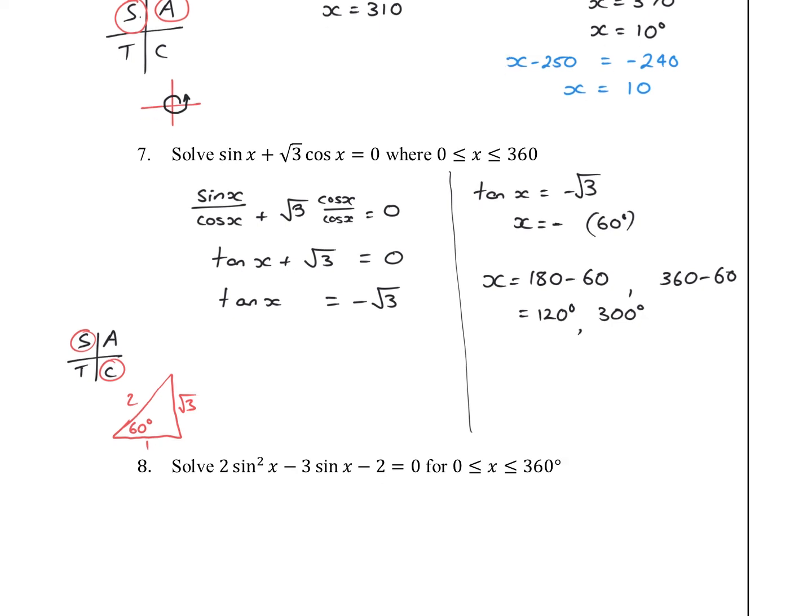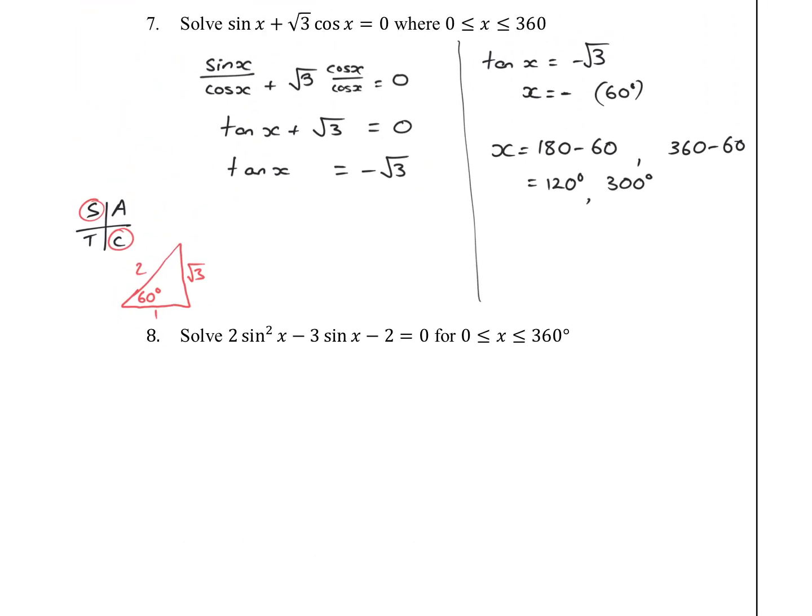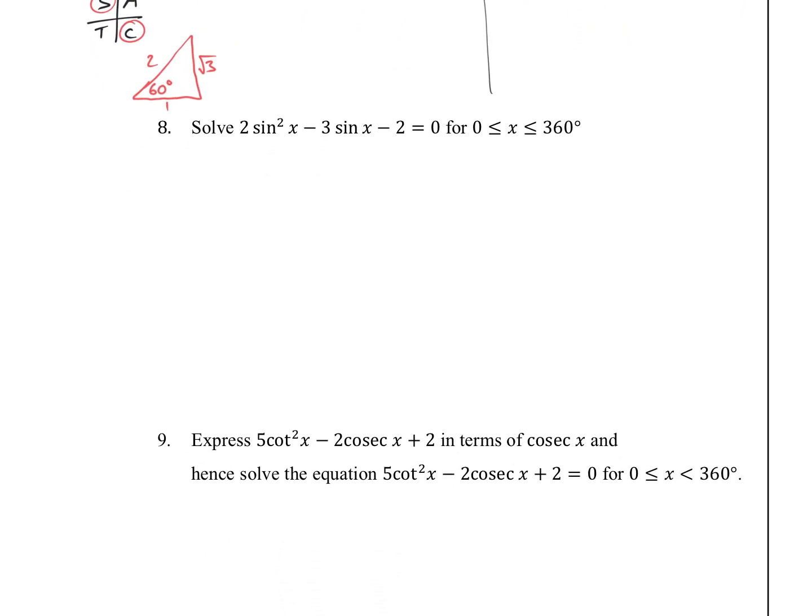Okay, question 8. Let me know if I'm moving too fast or anything. Okay, so question 8. Solve 2 sine squared x minus 3 sine x minus 2 equals 0. What sort of equation have we got? It is a long one. A lot of numbers? What's the highest power? 2. So if your highest power is a 2, what sort of equation have you got? Quadratic. Okay. So we're going to start pulling in some of our quadratic equation stuff as well.